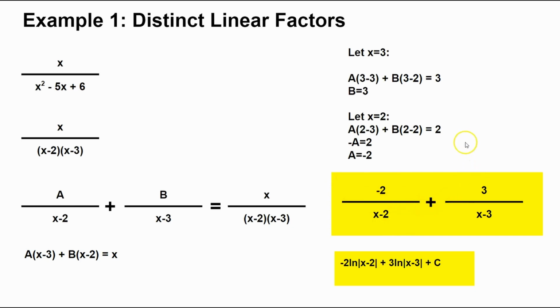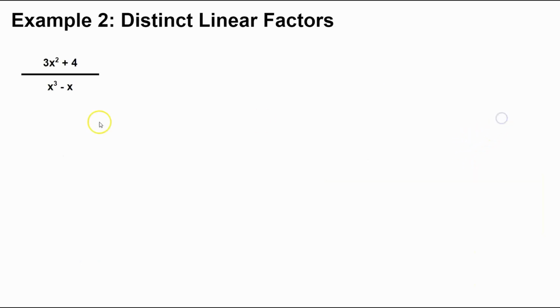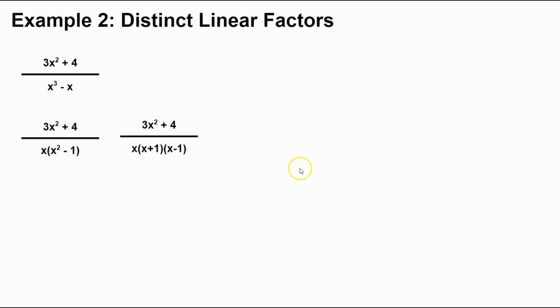Now let's look at another example of distinct linear factors: 3x squared plus 4 over x cubed minus x. This one's a little harder. So again, the first step is to factor out the denominator. First, we can factor out the x, and so we get x times x squared minus 1. But we can also factor x squared minus 1 even further into x plus 1 and x minus 1 using a strategy called difference of two perfect squares.